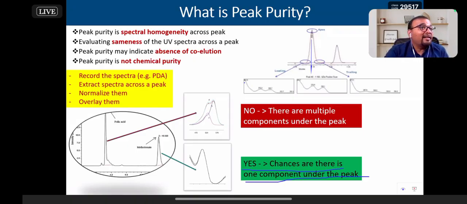And there is another important calculation: purity angle and purity threshold should be measured. Especially, purity angle should be less than purity threshold. That is the acceptance criterion when we talk about Empower software.